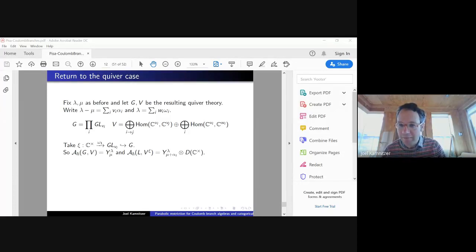Okay, anyway. In the previous slide, did we assume that the Coulomb branches admitted symplectic resolutions? And so the question was whether we assumed the Coulomb branches admitted symplectic resolutions.